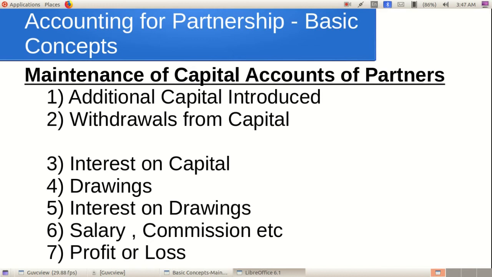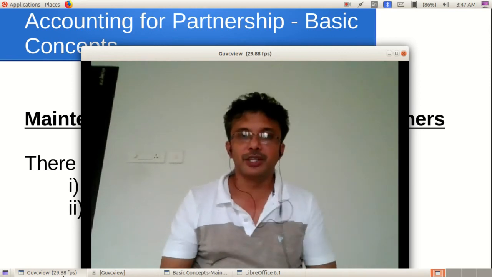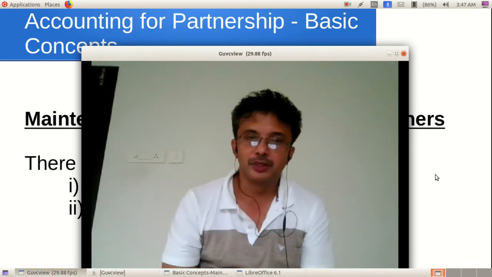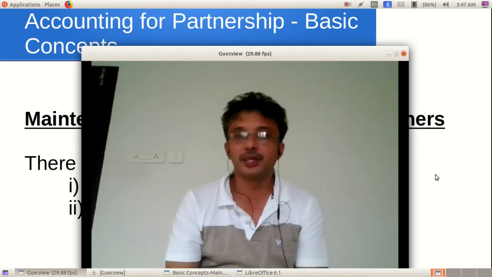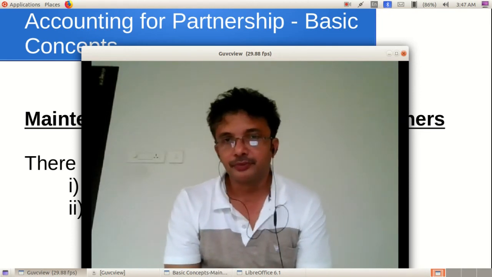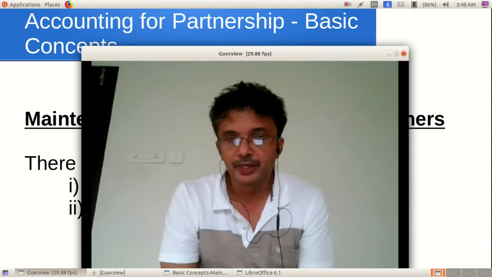Now let's move on to our area, that is how we can maintain or prepare the capital account of partners. For maintaining the capital account, you have 2 different methods. One is the fixed capital method, and the other one is the fluctuating capital method. We will learn the first one only, which is the fixed capital method. We will see how, based on this method, the capital accounts of a business firm can be maintained.